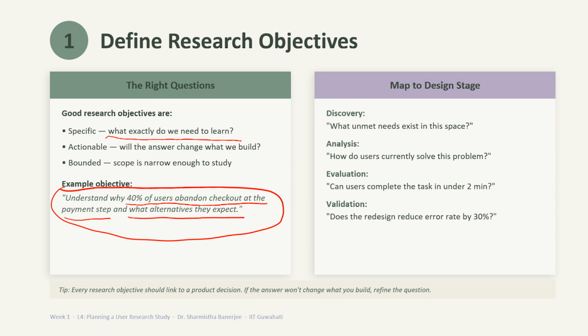It should be actionable. So will the answer change what we build? It should also be bounded.